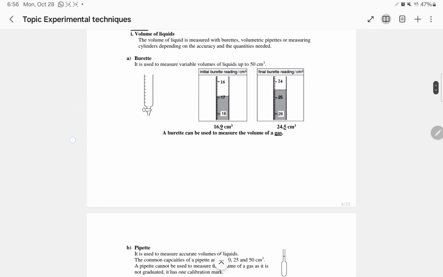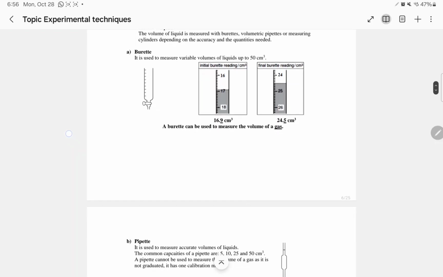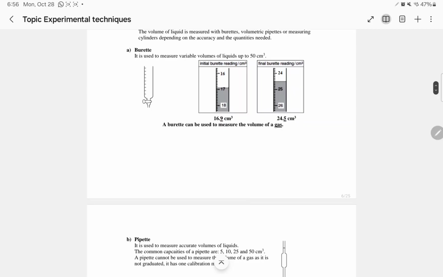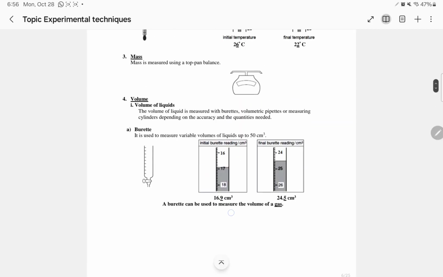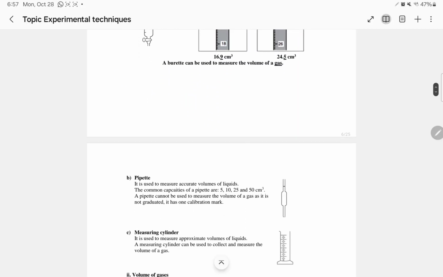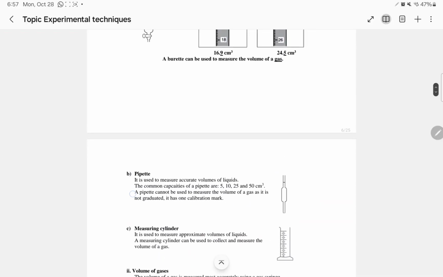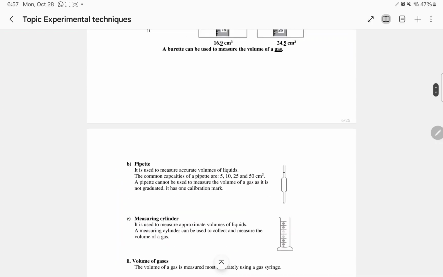A gas? No, it's a liquid. Guys, I'm honestly not sure about this. I think it should be a liquid, not a gas. Because I've never seen a burette to measure gases, to be fair. Anyways. Okay, they all... Yeah, I think this is wrong, guys.